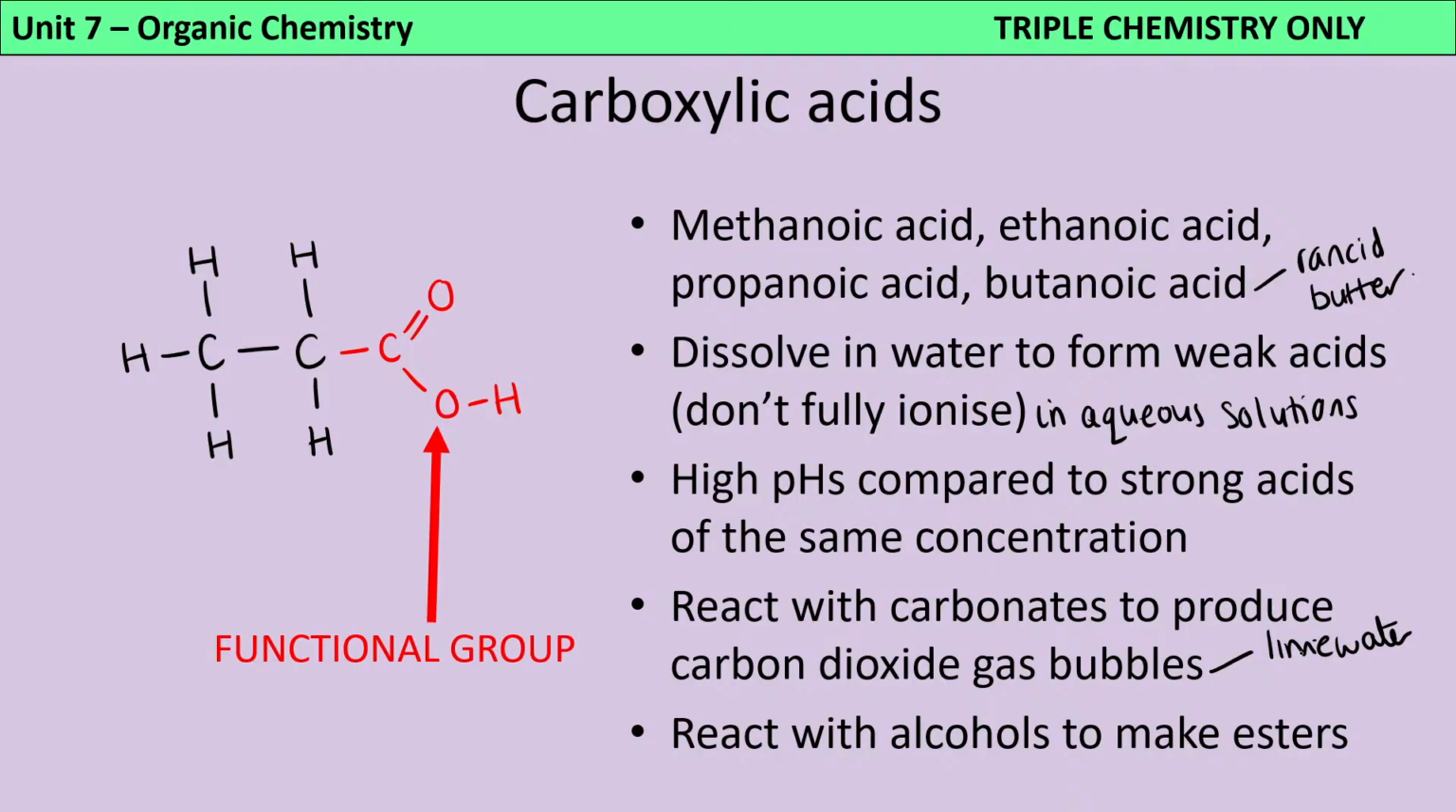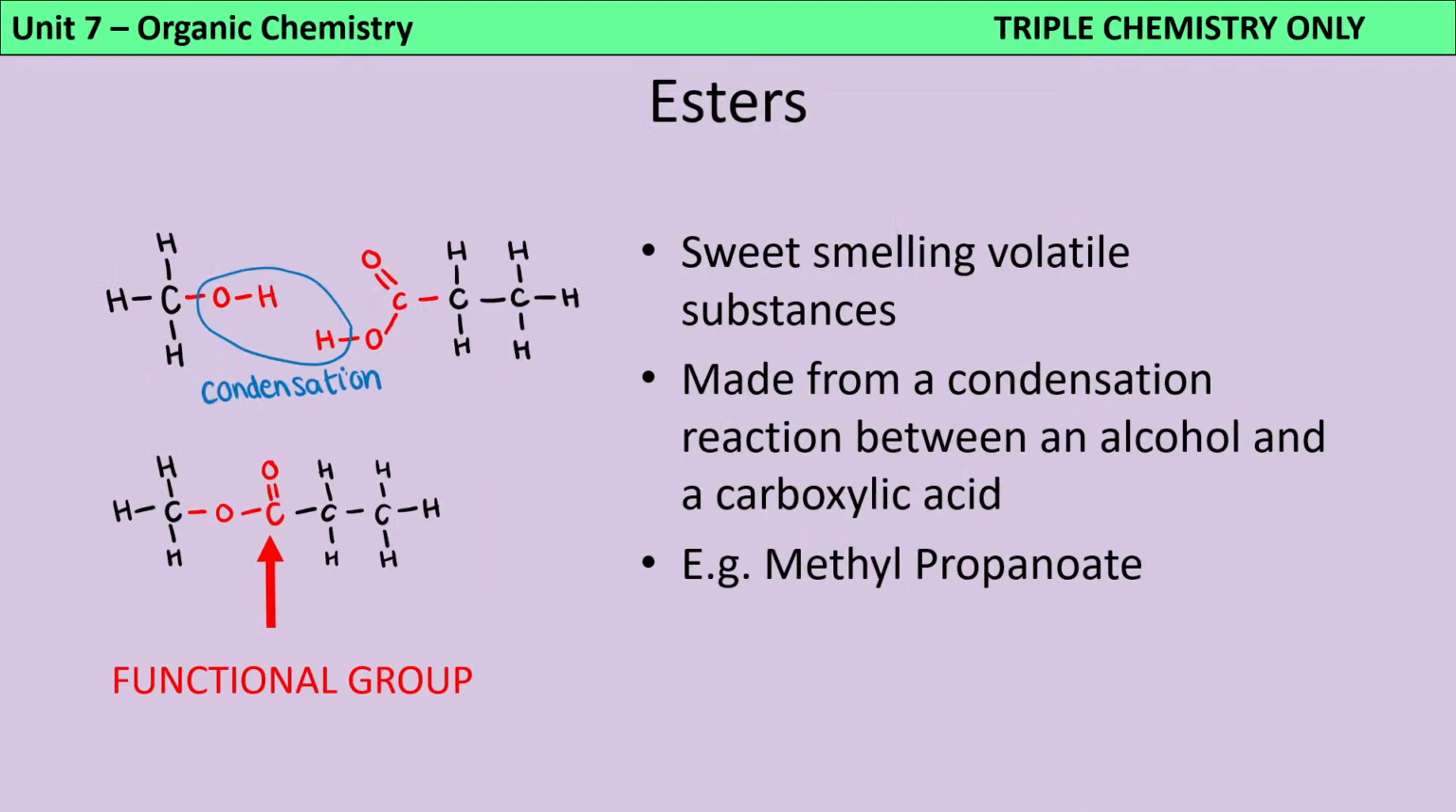And they also react with alcohols to make esters. So esters are sweet smelling volatile substances. Volatile means they evaporate easily, and so they're very often used as perfumes and flavourings because they're good for that. Their functional group is this carbon double bonded to one oxygen and then single bonded to another oxygen.